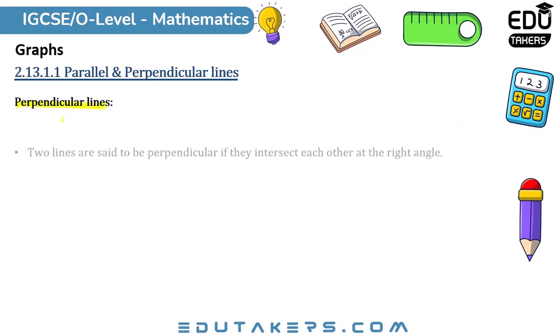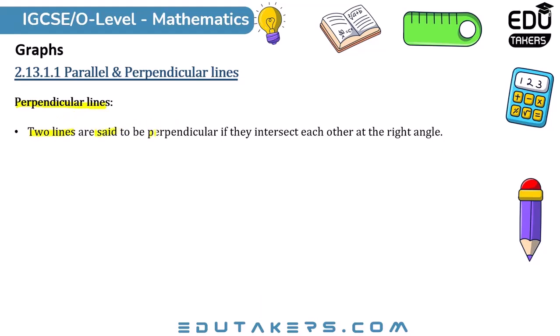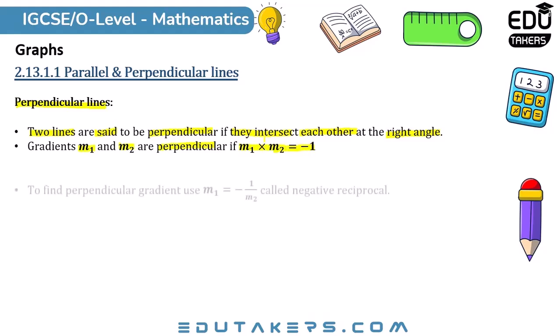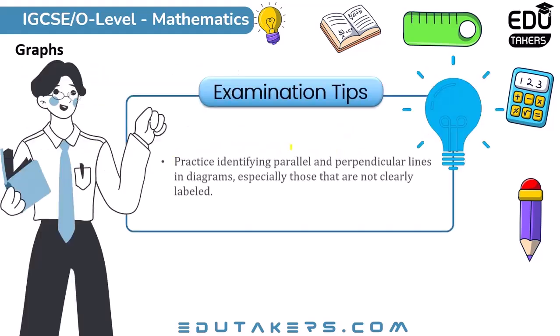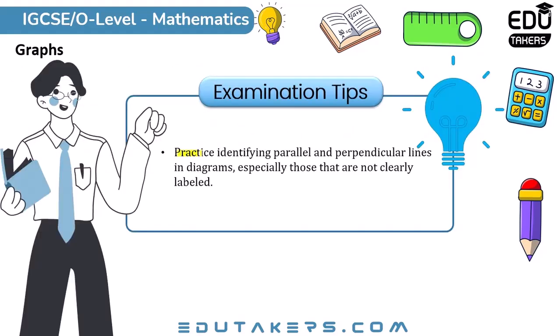Perpendicular lines. Two lines are said to be perpendicular if they intersect each other at a right angle. Gradients m1 and m2 are perpendicular if m1 times m2 is equal to negative 1. To find the perpendicular gradient, use m1 is equal to minus 1 over m2, called the negative reciprocal. Examination tip: practice identifying parallel and perpendicular lines in diagrams, especially those that are not clearly labeled.